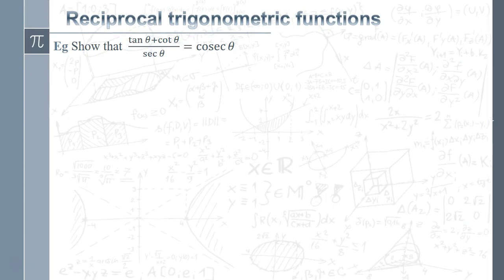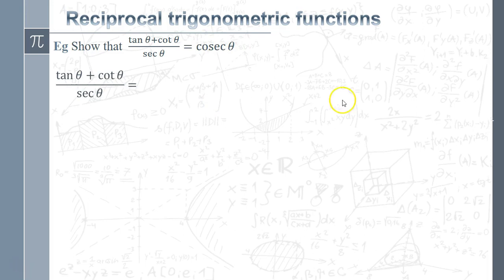On we go. Let's have a look at a quick proof question. In year 2 you'll see quite a few of these where you've just got to manipulate any of the 6 ratios to prove a particular result. So we've got this fraction here, tan plus cot over sec, and we've got to show that's the same as cosec. So what we're going to do is start off with this expression on the left here and manipulate it until hopefully we end up with cosec.